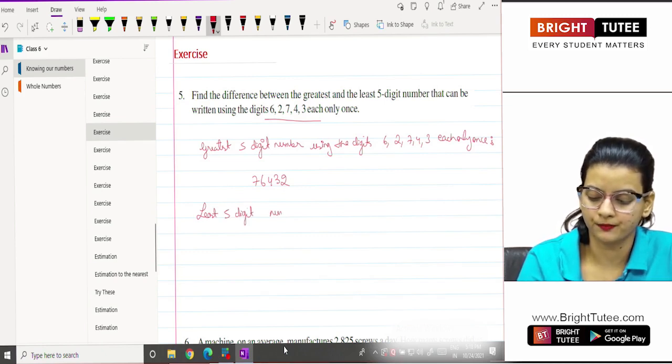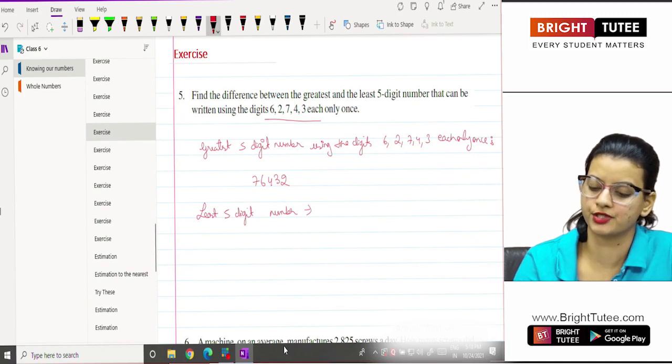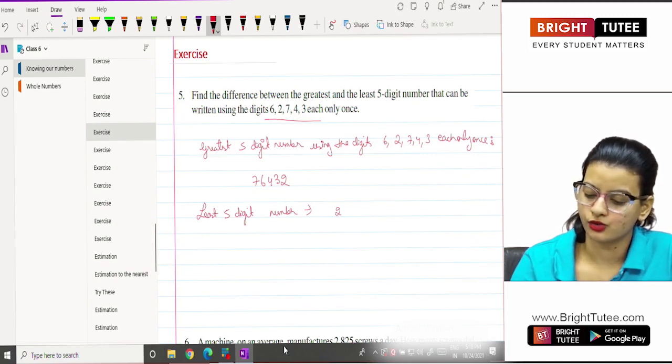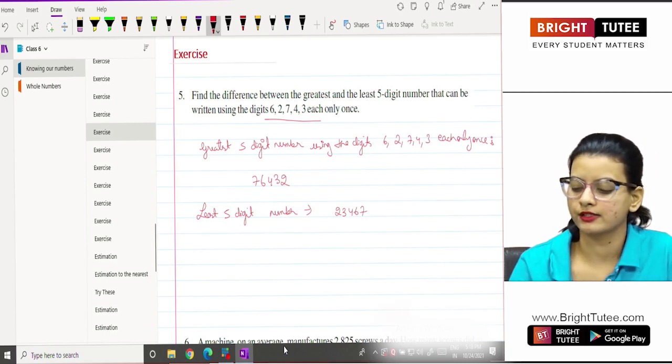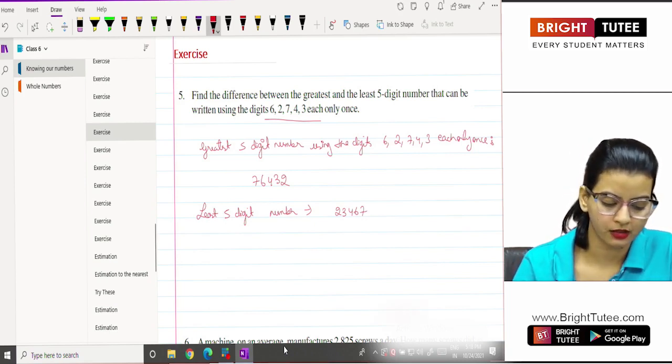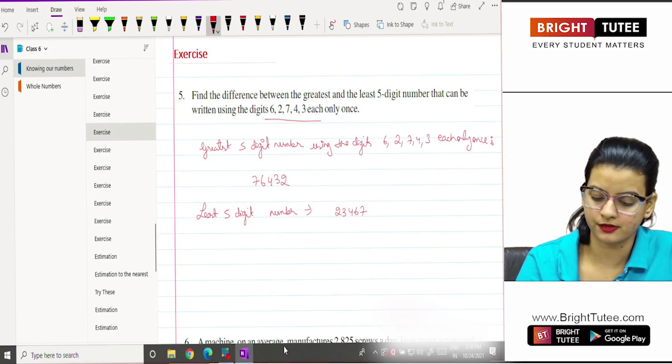Now the least 5-digit number using these 5 digits will be 2, 3, 4, 6, 7. This is the least 5-digit number. Now we have to find the difference.